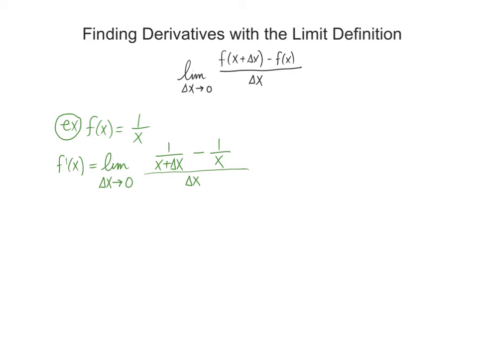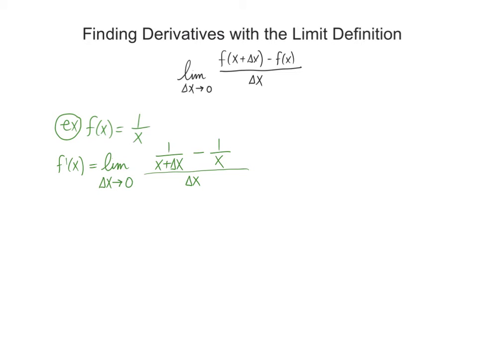Now, I cannot substitute delta x directly into this because I have a 0 in the denominator. I would end up with a 0 in the numerator also, but that's a problem. I also can't fix this problem in the same way I fixed the parabola examples. I'm going to fix this problem and be able to take this limit by getting a common denominator and adding the fractions together and then canceling some stuff out.